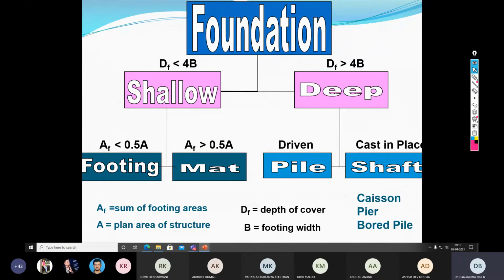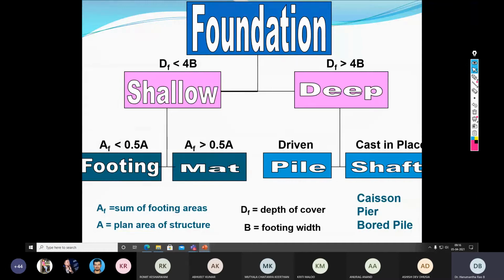If the foundation area is less than 0.5 of the whole area, then that is called a footing. While if the foundation system occupies an area greater than 50% of the whole foundation area, then that is called a mat foundation. Among the footings, we have isolated footing, combined footing, strip footing, and so forth. Among mat foundations, there is only one variety, called a raft foundation, or alternatively a mat foundation.